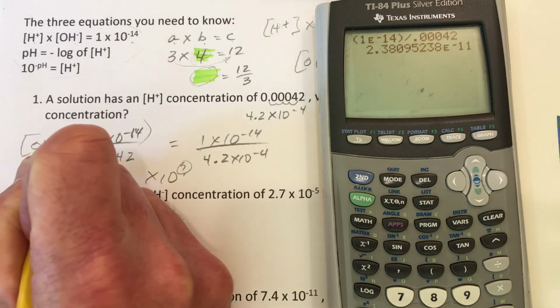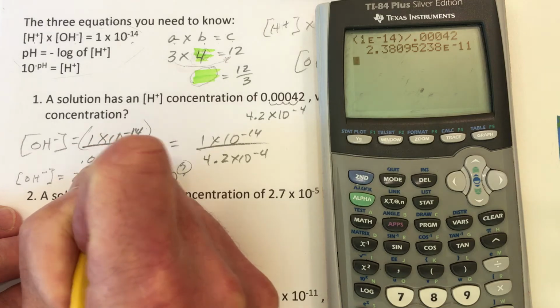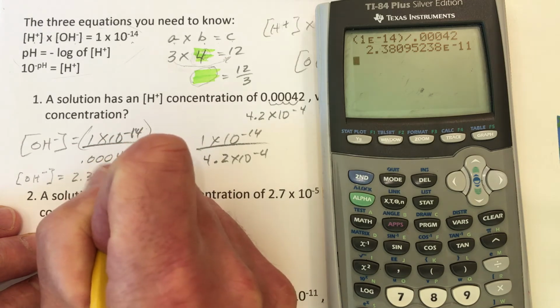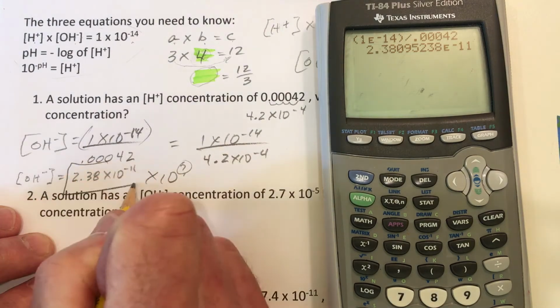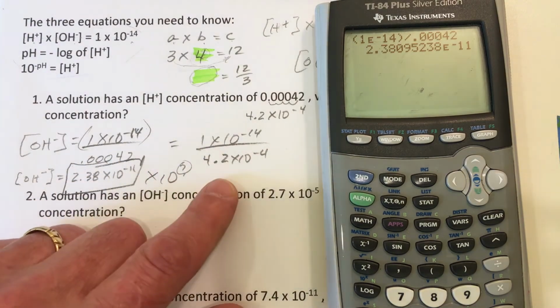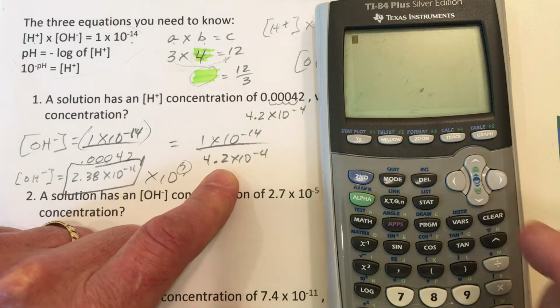OH concentration equals 2.38. I'll round it off there, times 10 to the negative 11. So there's my answer. Okay, now I'm going to show you using this one here. Okay, so I'll clear that.